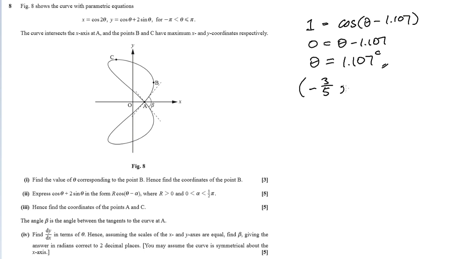And the y value, because it is in this form, we know that it's a maximum value. So this function cos(theta minus alpha) is 1, and therefore we get r as our y value. And we know that the magnitude of r is just root 5. And so we've got point C.